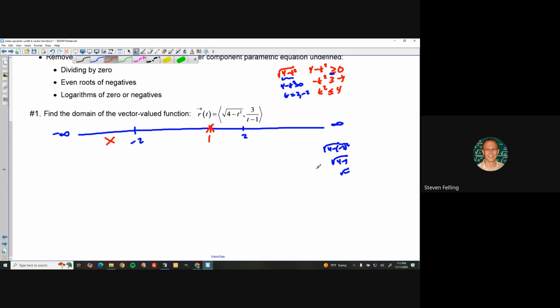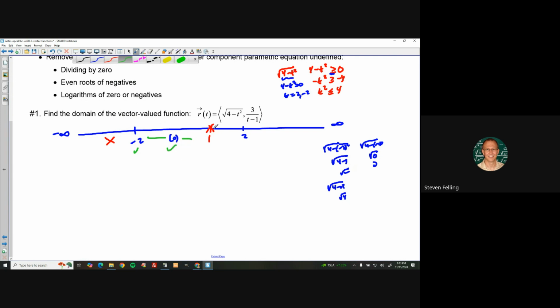What about the -2 itself? If we tested that, that would be the square root of 4 minus -2 squared, which is the square root of 0. Square root of 0 is fine. So I can include that. That's an okay value. What about the values between -2 and this value 1? Well, if I pick a value here, like let's say 0, for example, that's a test value. 4 minus 0 squared would be the square root of 4. That's perfectly fine, which means that and all the other values in there are fine.